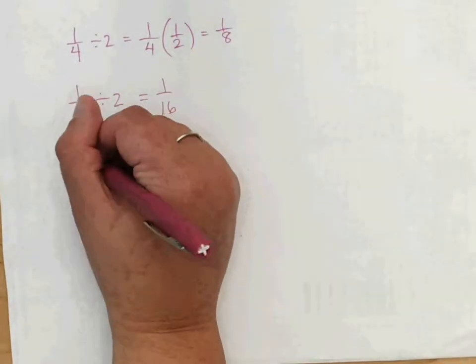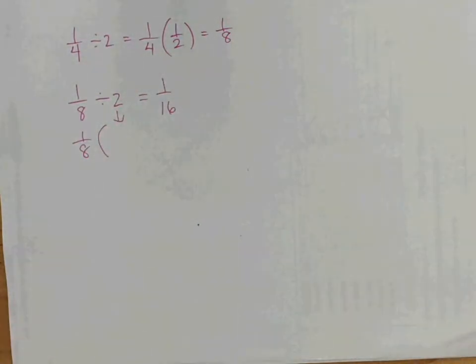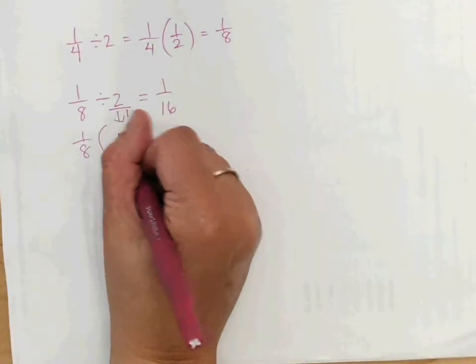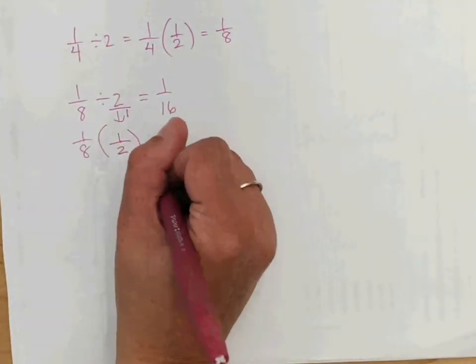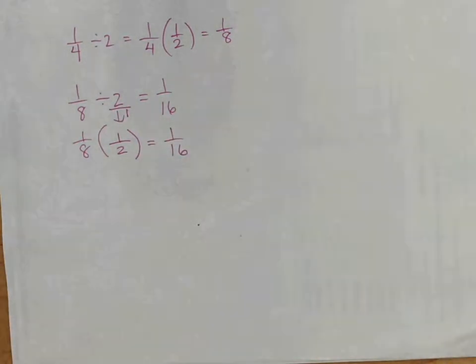Because we have 1/8 times the reciprocal of 2. What's the reciprocal of 2? We flip it, right? 2 over 1 becomes 1 over 2. And if we multiply across, we get 1/16.